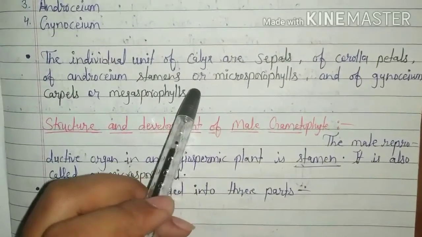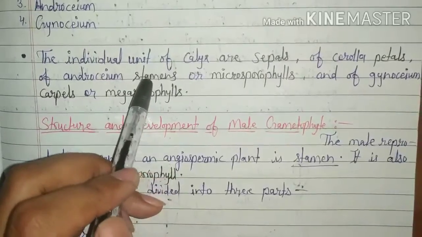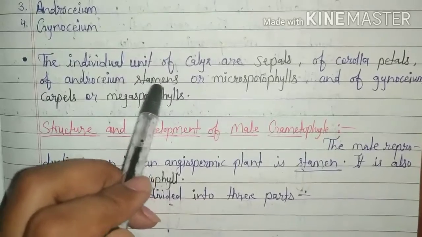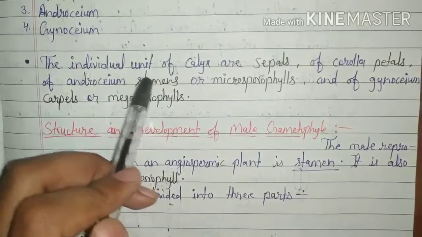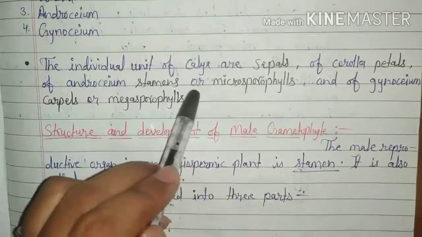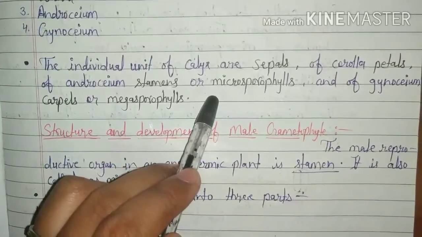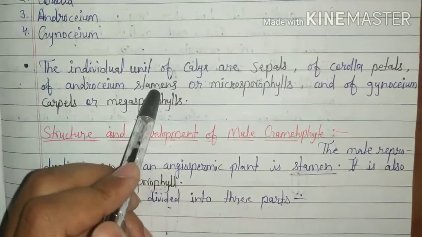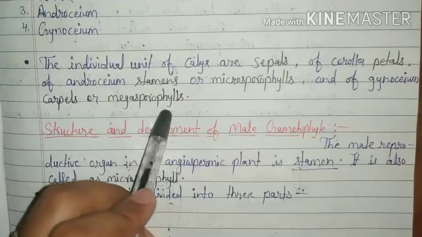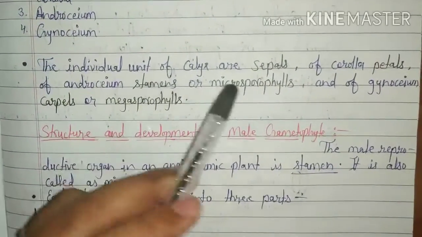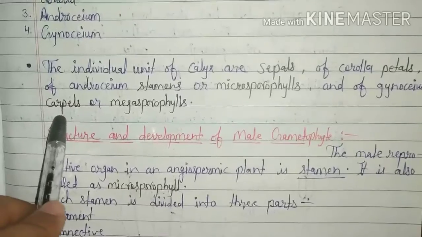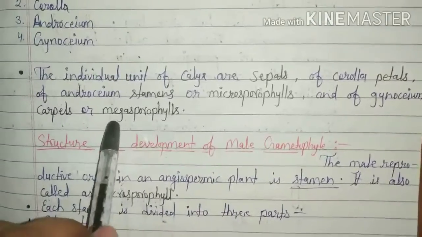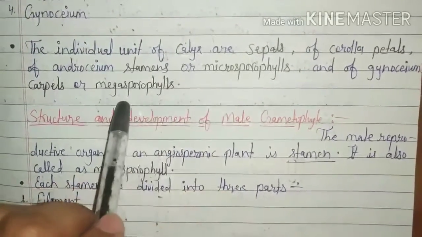So, in the male reproductive system, that is androecium, the stamen is the individual unit and it is also known as microsporophyll. It means microsporophylls are converted into the male reproductive organ and megasporophylls are converted into the female reproductive organ or carpels. Both microsporophylls and megasporophylls are modifications of leaves on the plant body.